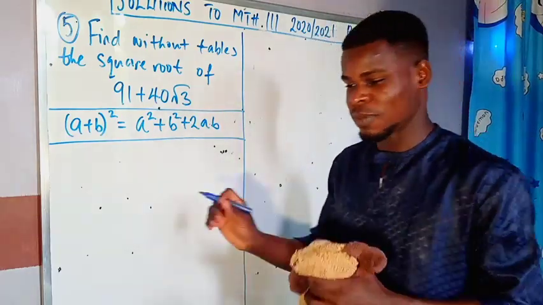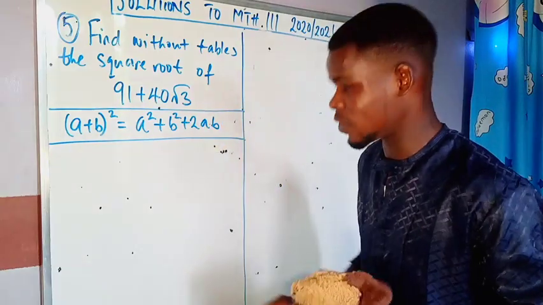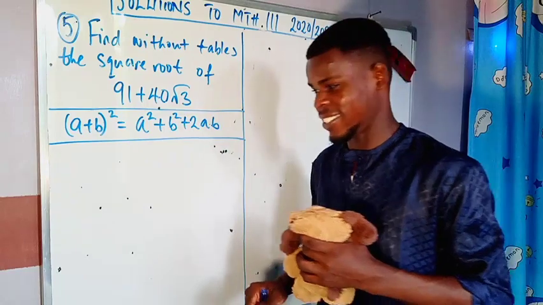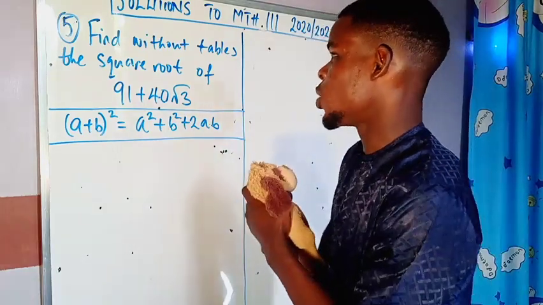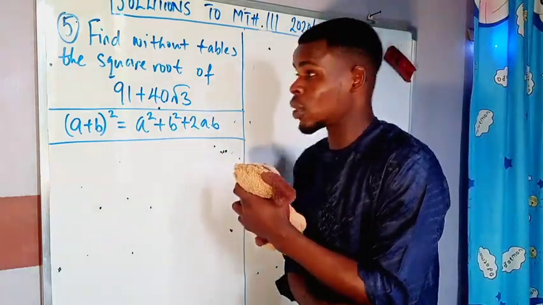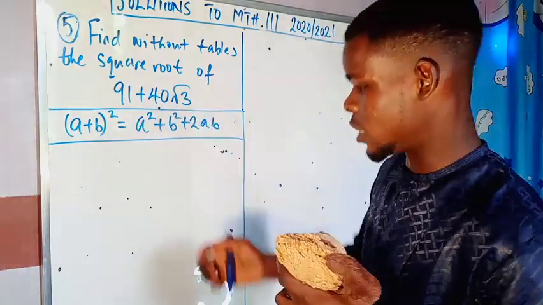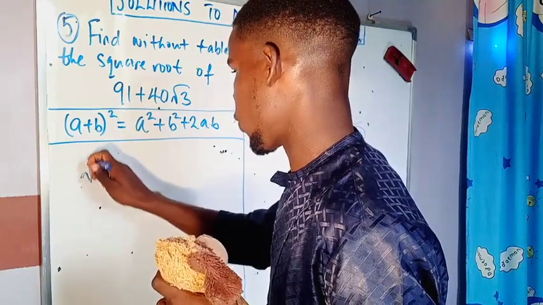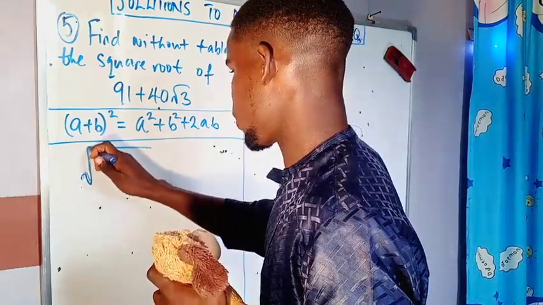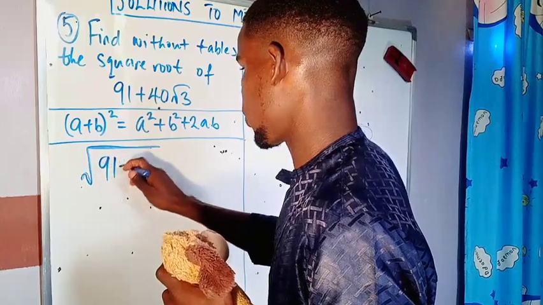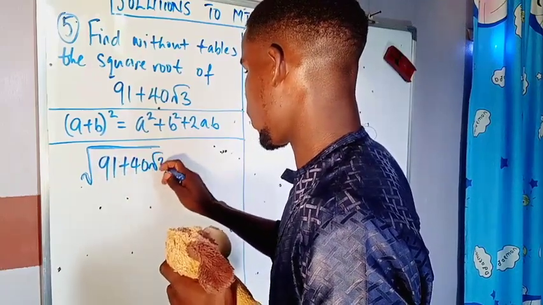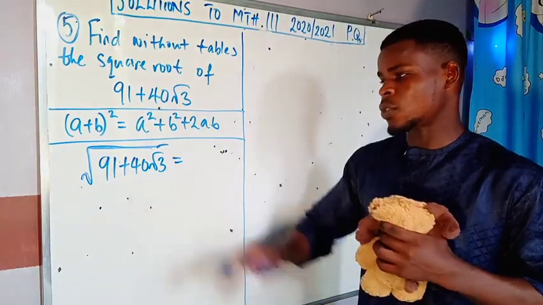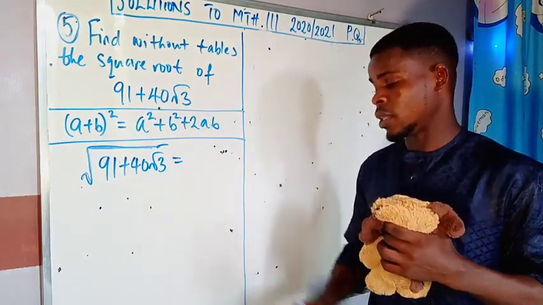So all those simple squares and the rest, I'm going to do everything here, because this right here is 91 and this thing here is 40. So let's just see how we can get on with it. So we are asked to find, without tables or calculators, the square root of this term right here. So let's just put it down as, maybe let's just say, the square root of this term, which is given to be 91 plus 40 times the square root of 3. Okay, now we have to find the square root of 91 plus 40 root 3, right?